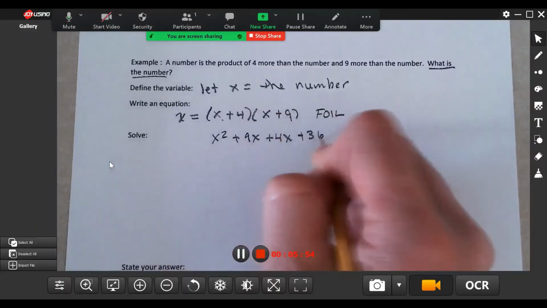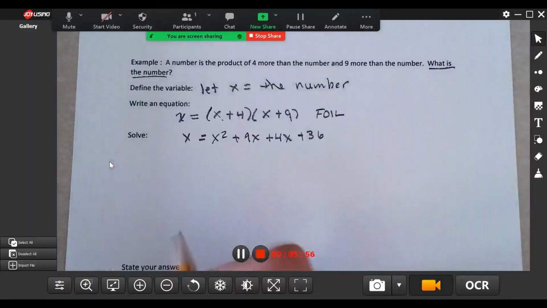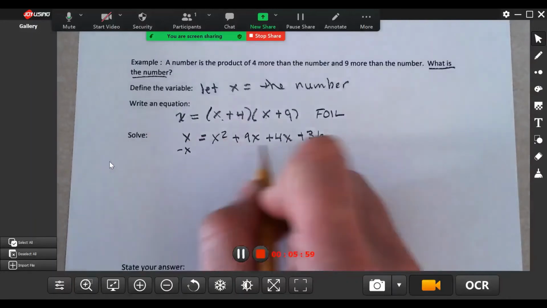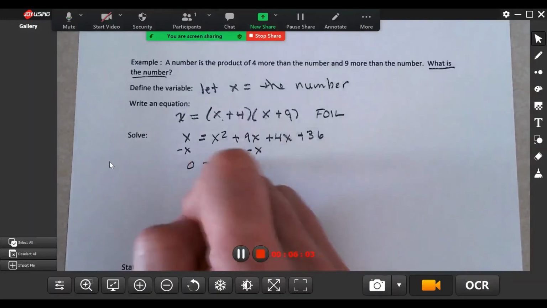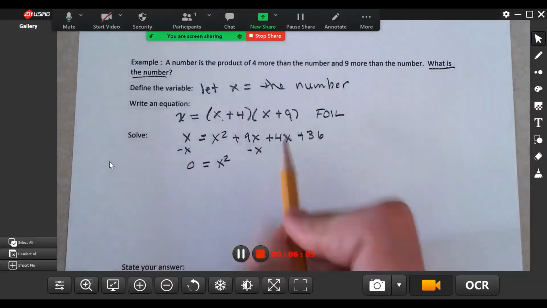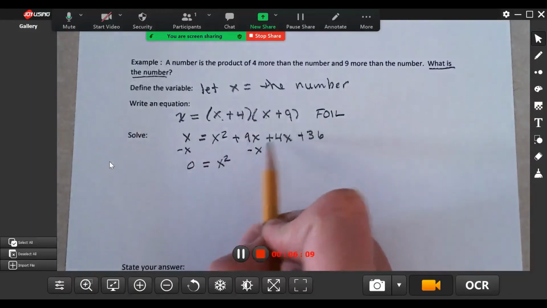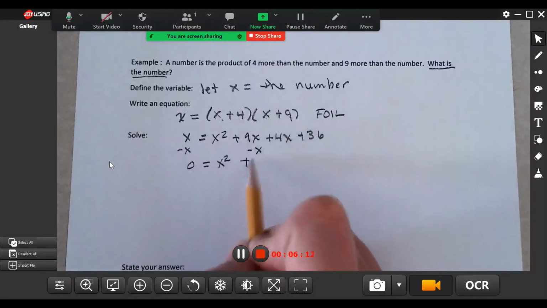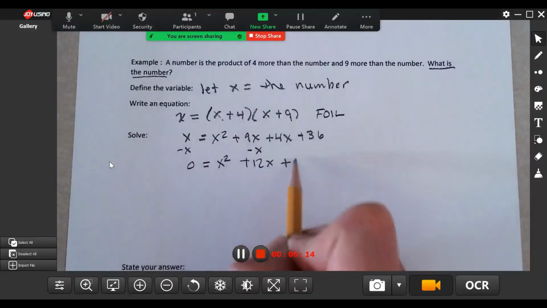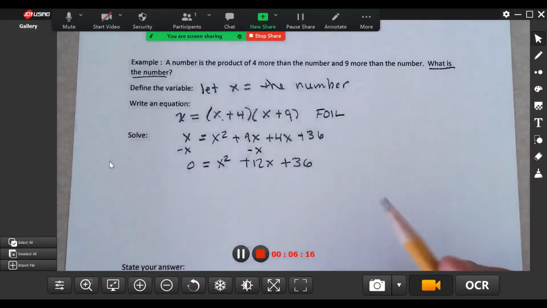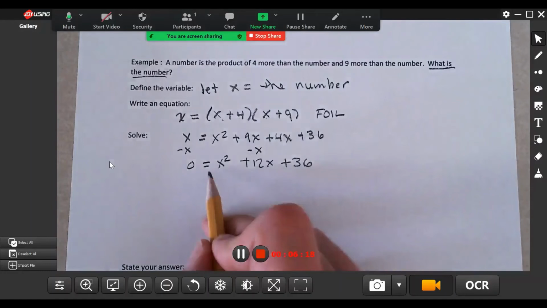Now I move the variable to the other side. Probably should have combined like terms first. So 9x plus 4x is 13x, minus 1x is 12x plus 36. And now that I have all of my terms on the right and a 0 on the left, just like when we're finding x-intercepts, I can solve by first factoring.